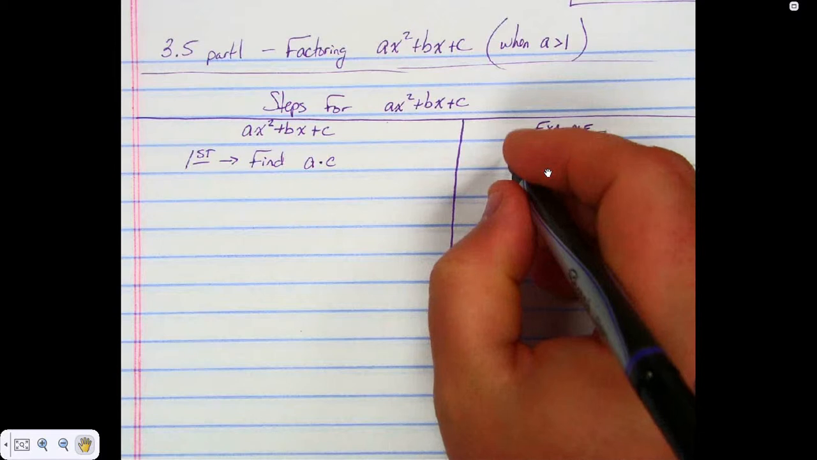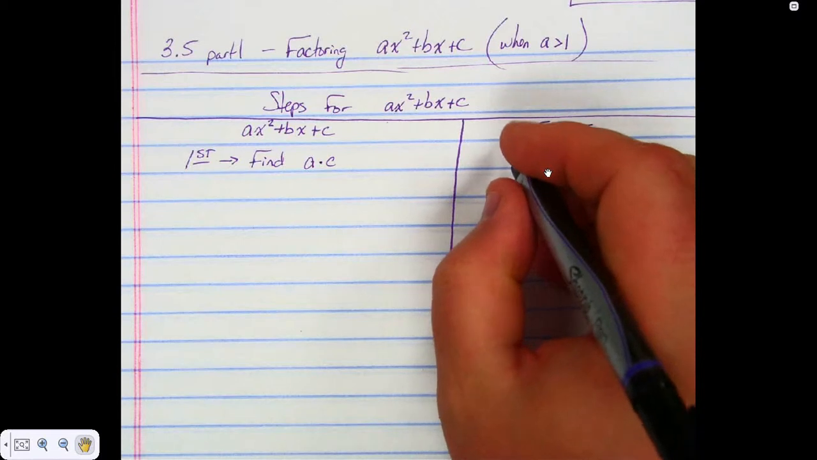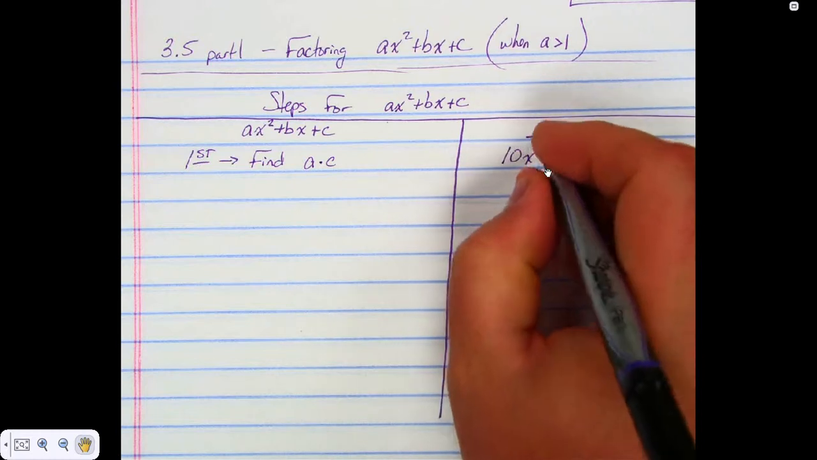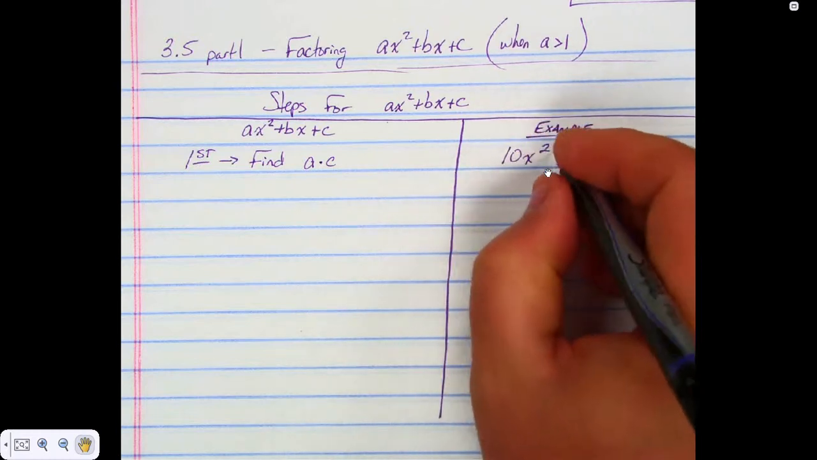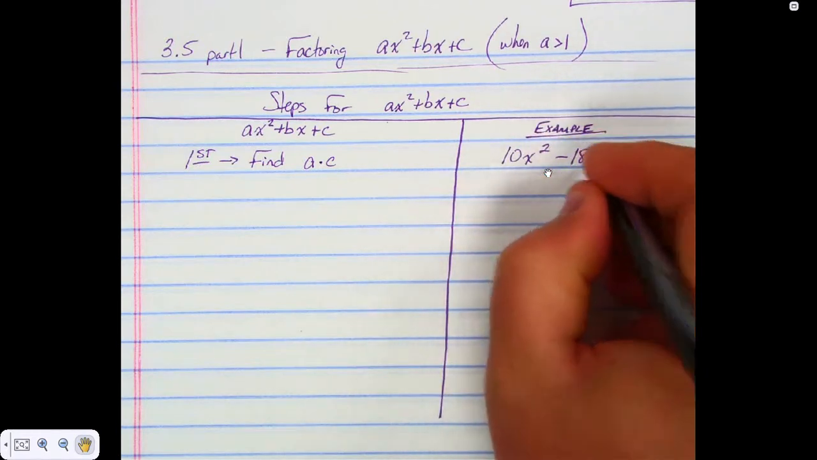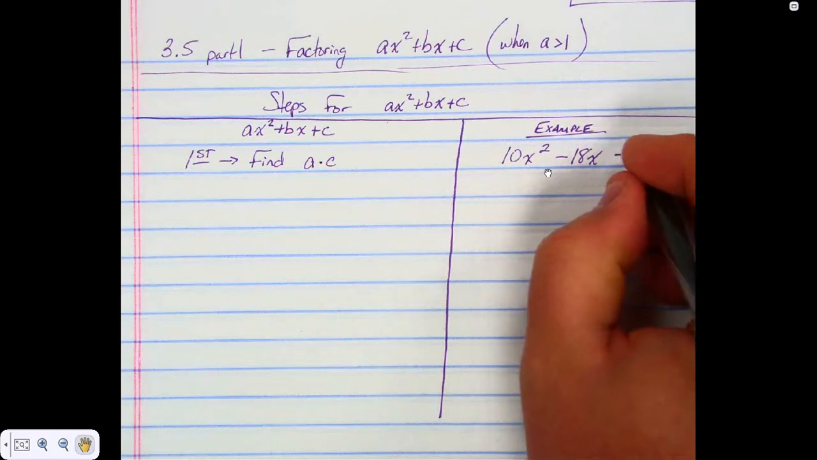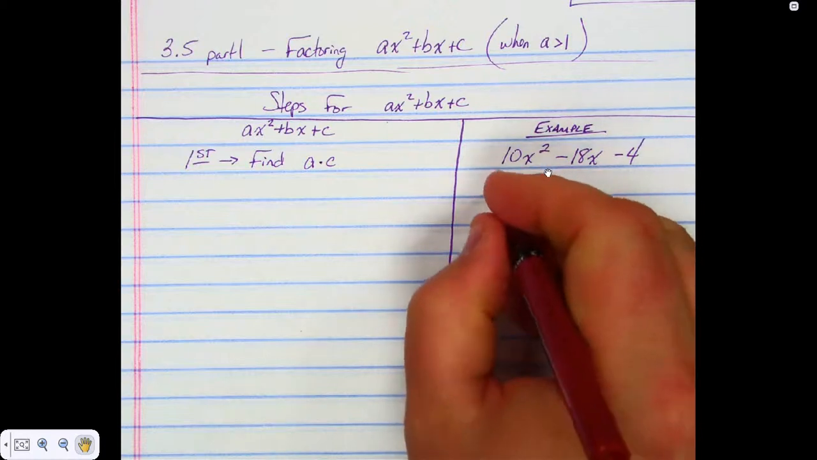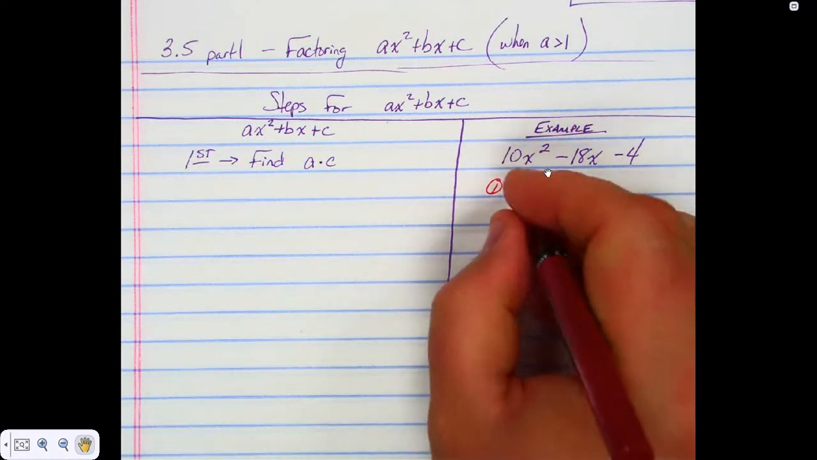So my example that we are going to do here, let's do 10x squared minus 18x minus 4. So the first thing I need to do here is what? I need to find A times C.